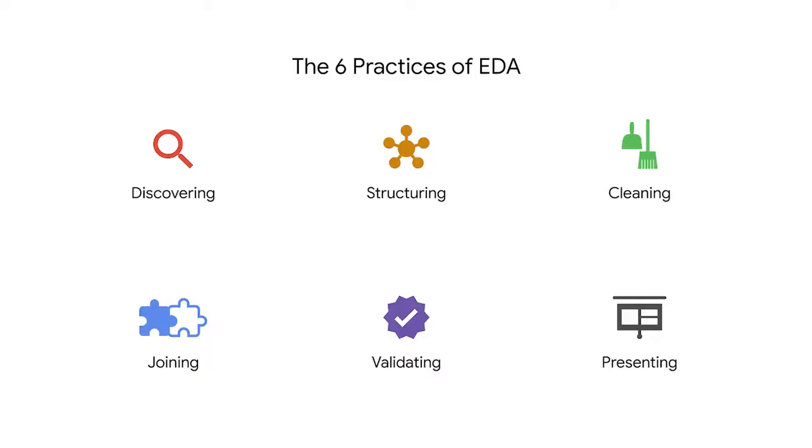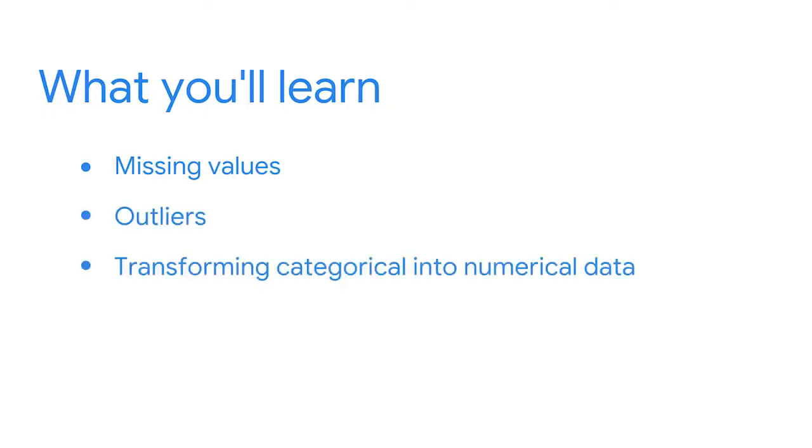Searching through game boxes for missing and incorrect game pieces is similar to cleaning, joining, and validating your datasets as part of exploratory data analysis, or EDA. Earlier, you learned how to discover and structure data in order to understand and tell its stories in impactful ways. In this part of the course, we will cover 3 of the other practices of EDA: cleaning, joining, and validating data. Although there are many different ways to clean, join, and validate data, we will focus on missing values and outliers, the need for transforming categorical into numerical data, and the importance of input validation.